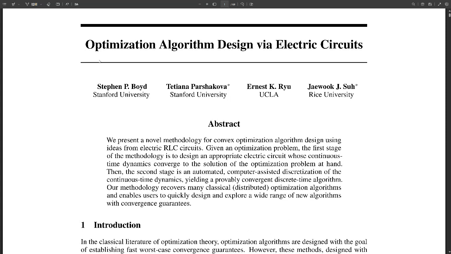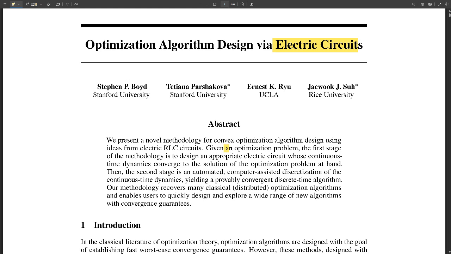All right, ready to dive deep? Today we're going where electricity meets algorithms. Yeah, you might be thinking circuits, like with wires, and you'd be right. Exactly. This paper we're looking at uses circuits to design better optimization algorithms. Kind of wild, right? It's really interesting.